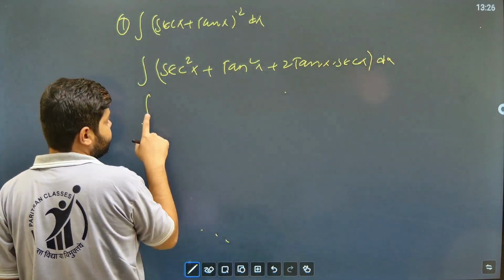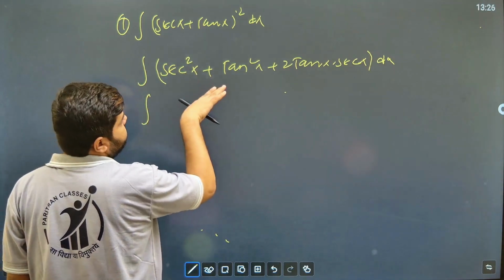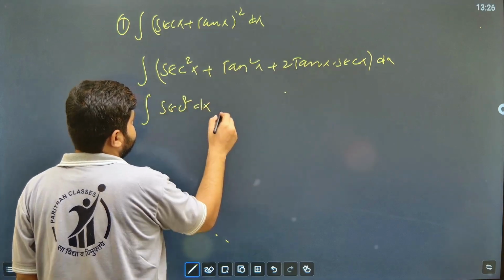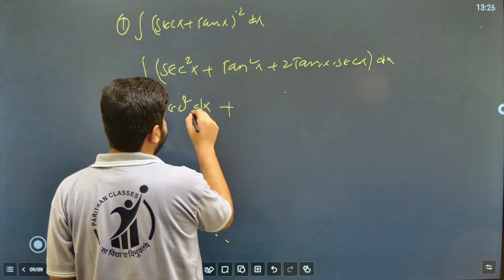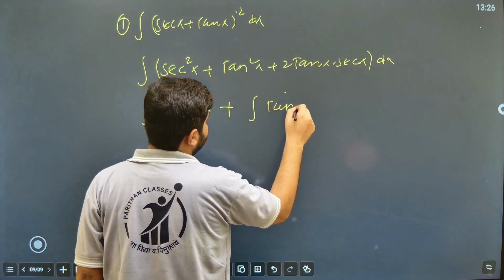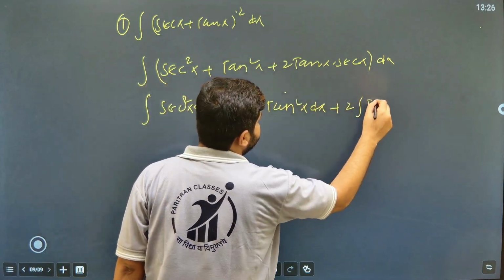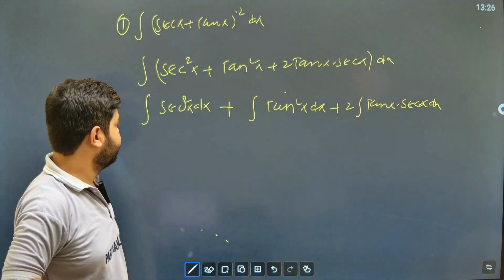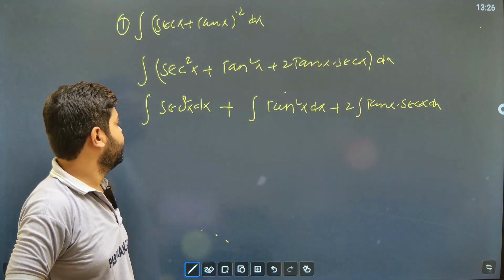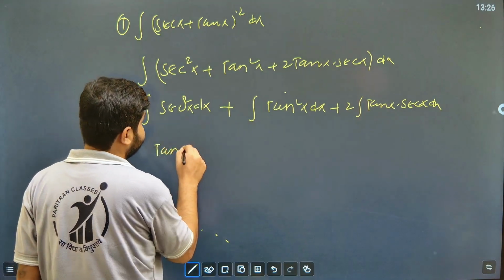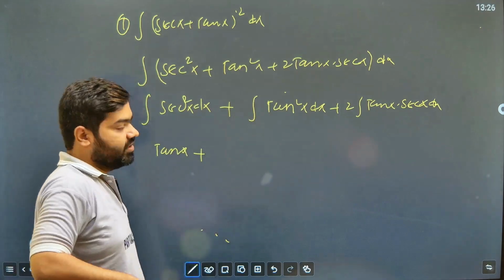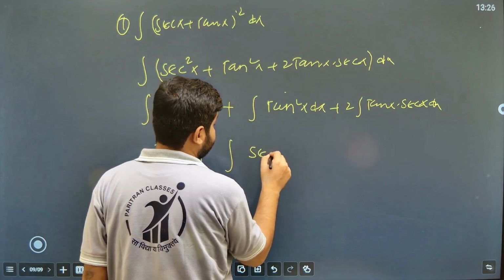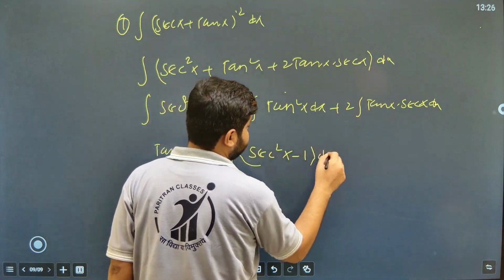In the next step, we have to integrate all these functions separately. So here will be the integral of sec square x dx, the integral of tan square x dx, plus the integral of 2 tan x sec x dx. As we know the formula of sec square x dx is tan x, and we don't know the formula of tan square x, so we have to convert tan square x into sec square x minus 1.